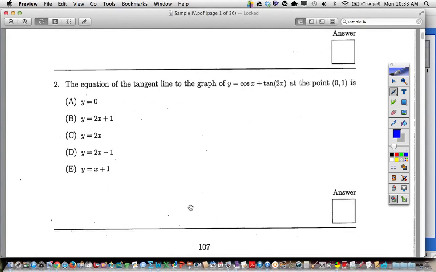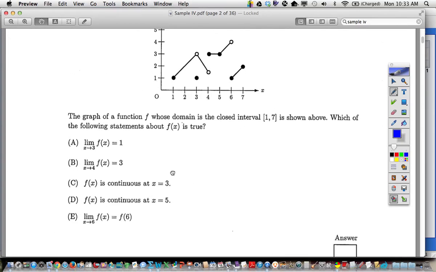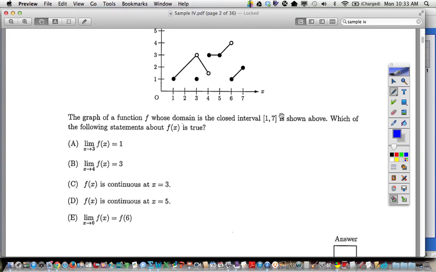And then right here, the graph of a function whose domain is the closed interval shown above, which of the following statements about f is true? The limit as x approaches 3 is equal to 1. As x approaches 3, what is the limit? 3. The cars would meet up there at 3. So that is false. As x approaches 4, the limit is 3.